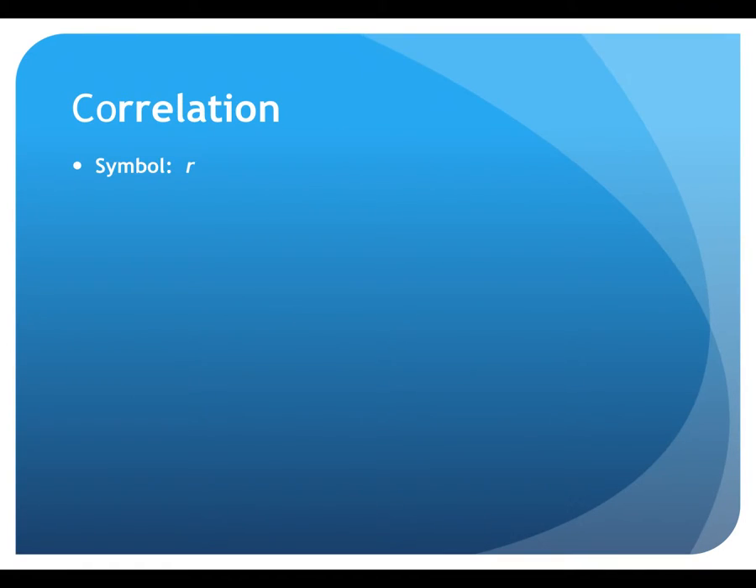Okay, correlation. First of all, the symbol is r. That's the symbol for sample correlation. This one is called Pearson's correlation coefficient. There's a whole bunch of different ways to calculate correlation. We use Pearson. So sample correlation is r. Do you guys remember the symbol for population correlation?